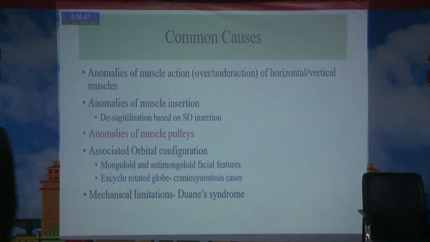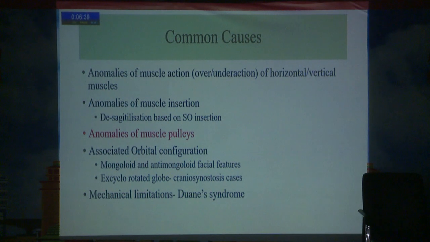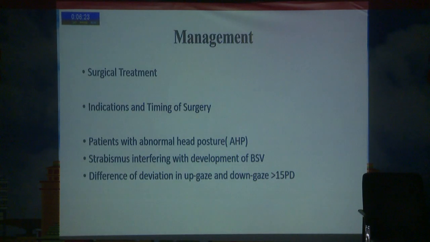Common causes, as we usually think, are the abnormality of the muscle action of the horizontal or the vertical muscles, and anomalies of the muscle insertion, that is desagittation based on the superior oblique insertion. What is coming up new is the anomalies of the muscle pulleys, which you have to look for, and association of the orbital configuration in most of the cases. If you look at this picture, mainly we have to be very clear that it is a V pattern in a craniofacial syndrome which we are seeing, and the management is mostly surgical.